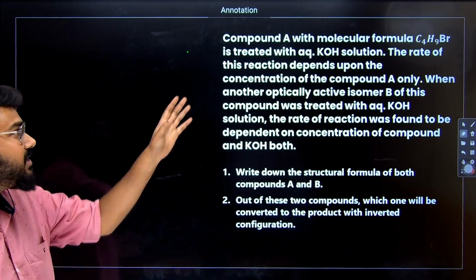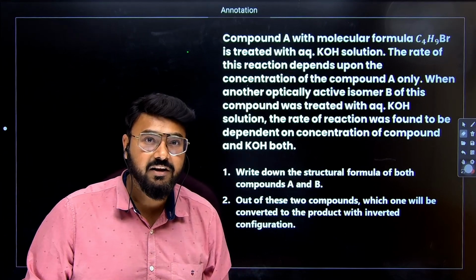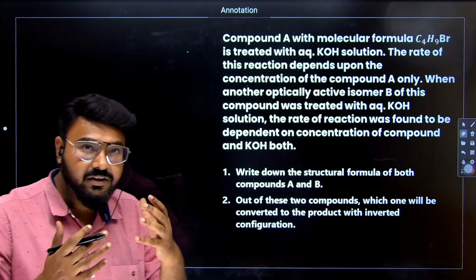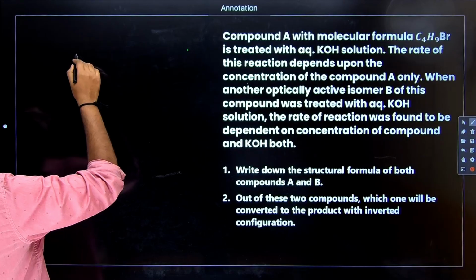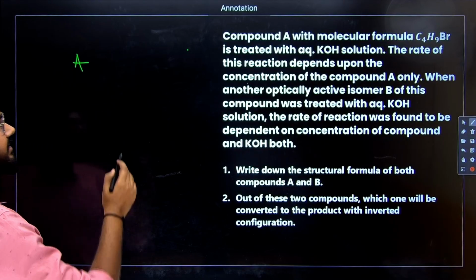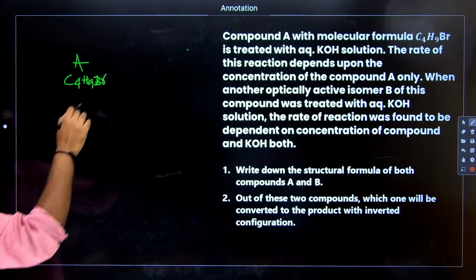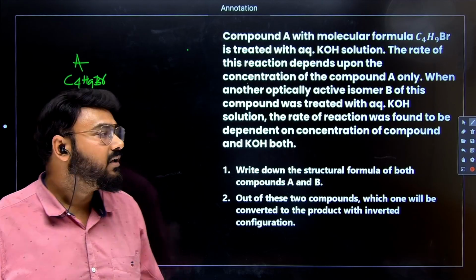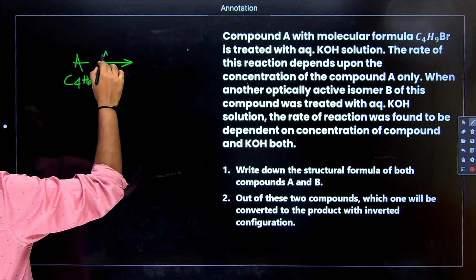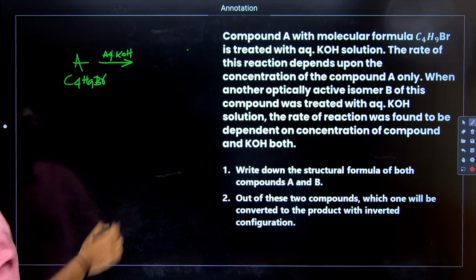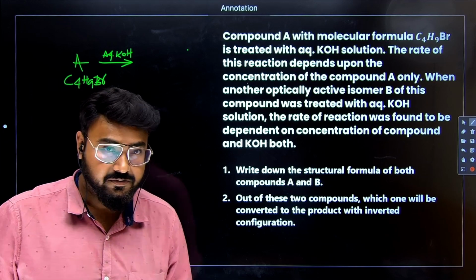So first of all, let's approach the first question. The first question says compound A with molecular formula C4H9Br. Let's write down whatever data is provided in the question. First it says there is a compound A and its formula is C4H9Br. One thing is clear by looking at it, we can say it's an alkyl halide. Now, second thing, it says it is treated with aqueous KOH. We know when aqueous KOH is used on alkyl halides, it is a nucleophilic substitution reaction.